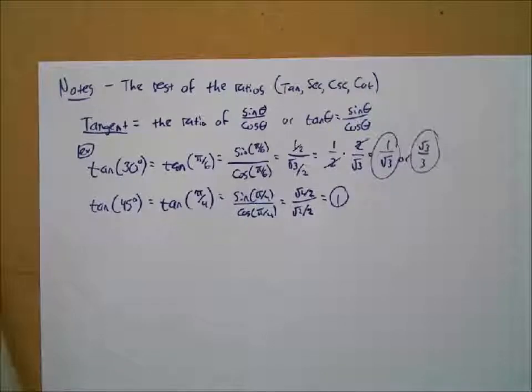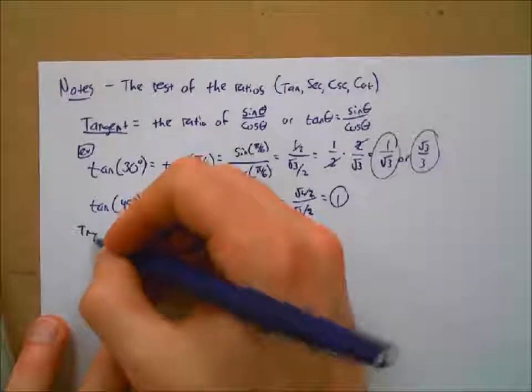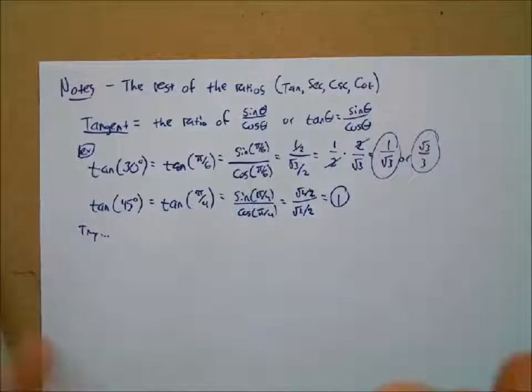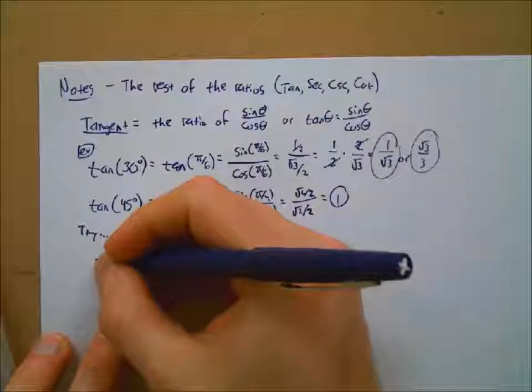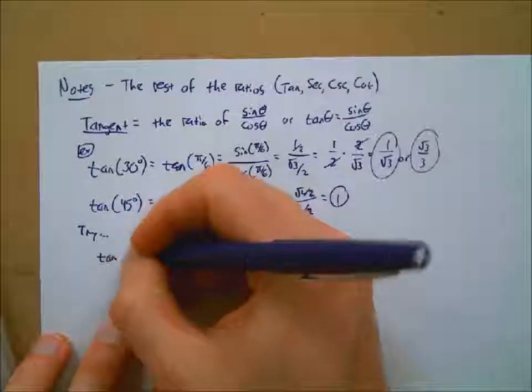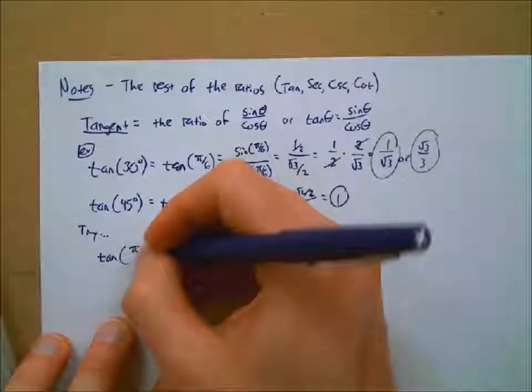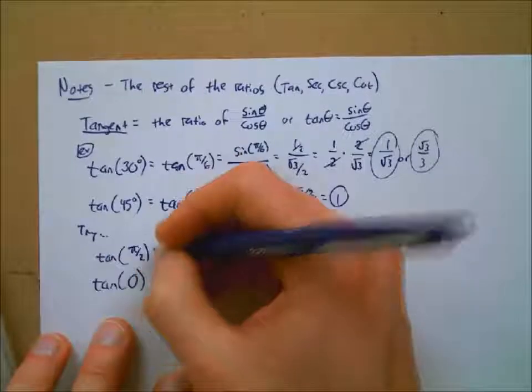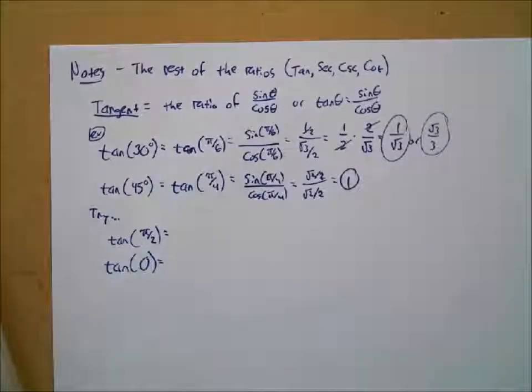Okay, so on and so forth. Let me give you guys 2 to try here. I'm not going to do tangent of 60 degrees. I mean, you can do that. It's pretty easy. You just do sine of 60 divided by cosine of 60. But I do want to give you 2 here to try. So how about tangent of pi over 2 and tangent of 0? Okay, evaluate those. What will those be?